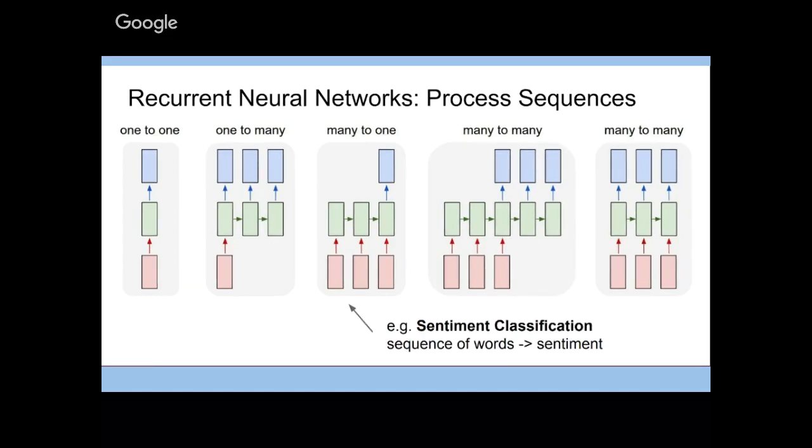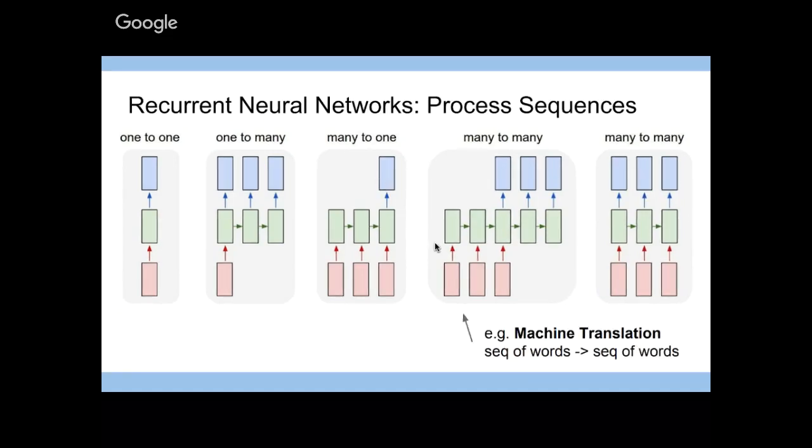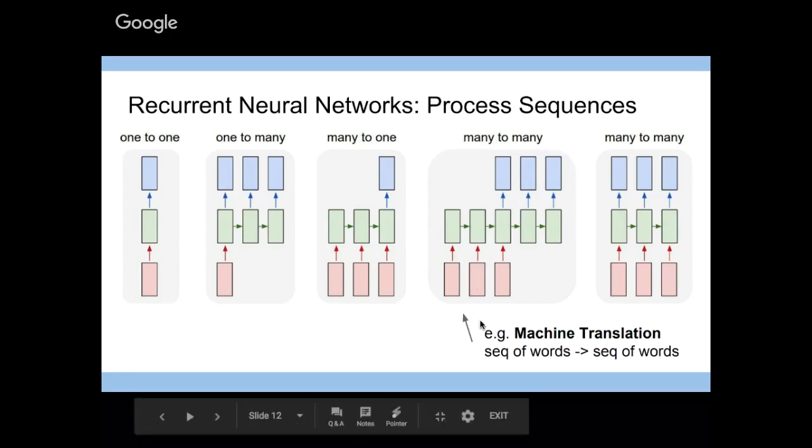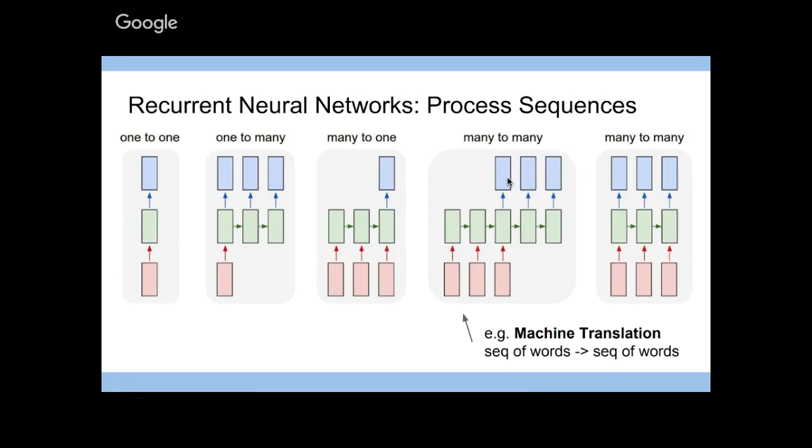Many to one, for example sentiment classification, is where you give in a sequence of words, and it classifies what sentiment is being conveyed. Many to many is machine translation, where if you want to translate from one language to another, it takes in a sequence of words and gives out another sequence of words. Let me ask you all whether you understand this. So why isn't machine translation the many-to-many on the right? Why is it the many-to-many on the left?